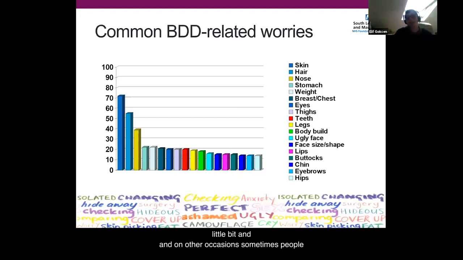On other occasions, sometimes people can describe thinking that it's not so much about a particular part of their body that they're worried about, but their more general appearance and how their features might come together and how their features might fit, and feeling that this doesn't feel quite right. So these worries can present quite differently from one person to another. And this is an example of some of the most common ones that we can hear about.